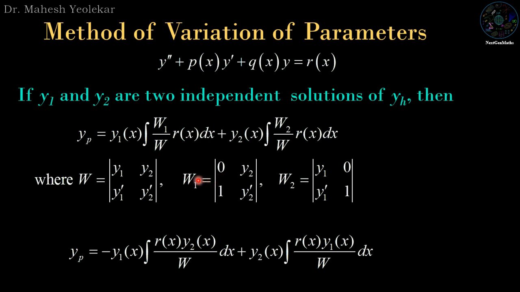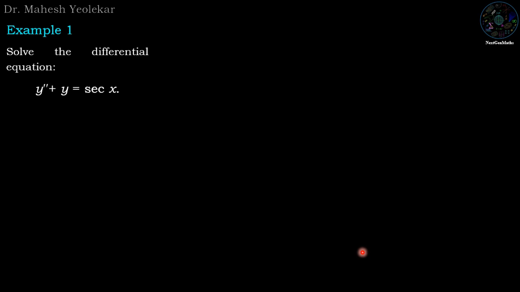Now if we evaluate W1, its value is minus y2, and if we evaluate W2, its value is y1. Substituting those values in yp, yp is in the form of minus y1 times the integral of r y2 divided by W dx, plus y2 times the integral of r y1 divided by W dx. Now we are going to solve some examples.